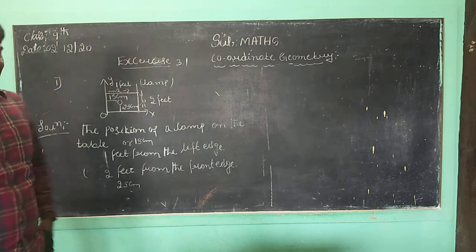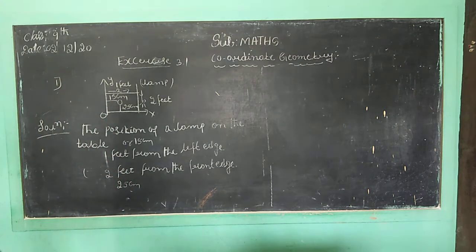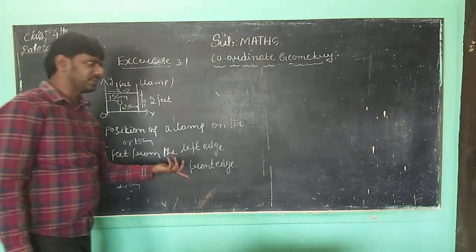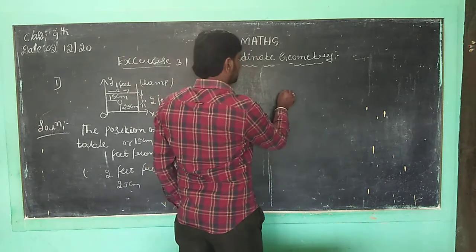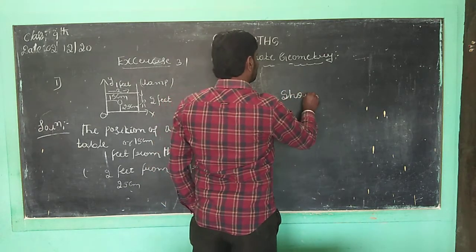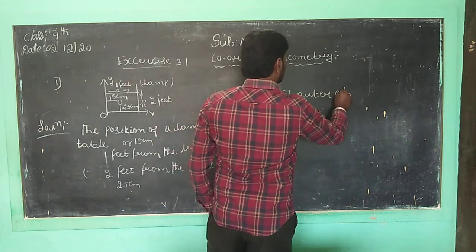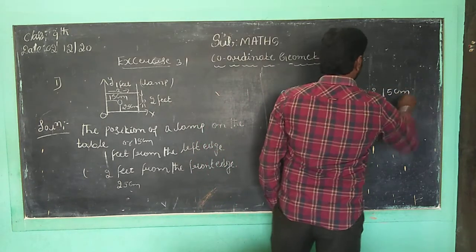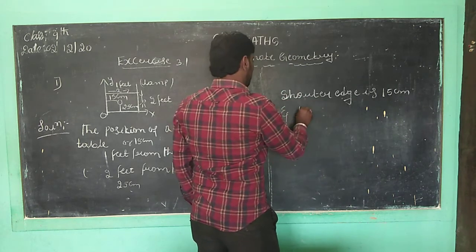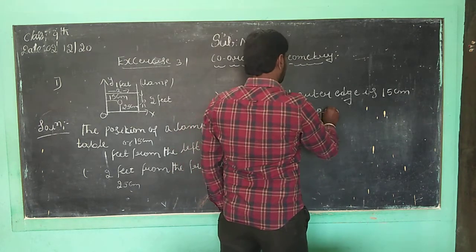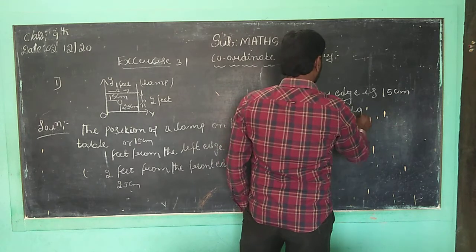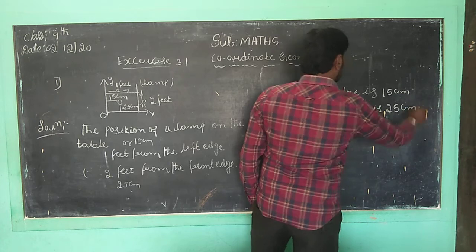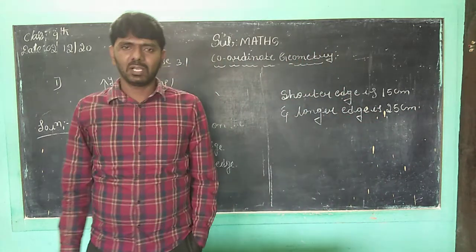So which is the shorter distance and which is the larger distance? The shorter edge is 15 centimeters, the longer edge is 25 centimeters. That's all, children. What to represent? The shorter edge is 15 centimeters and the longer edge is 25 centimeters. Correct, children? This is over.